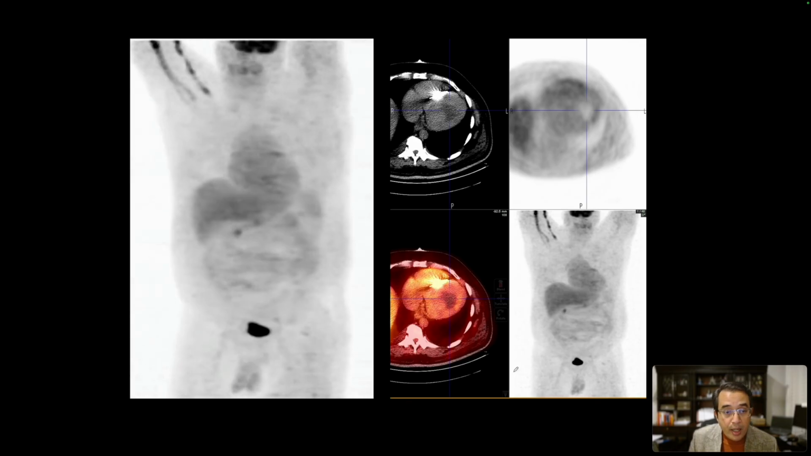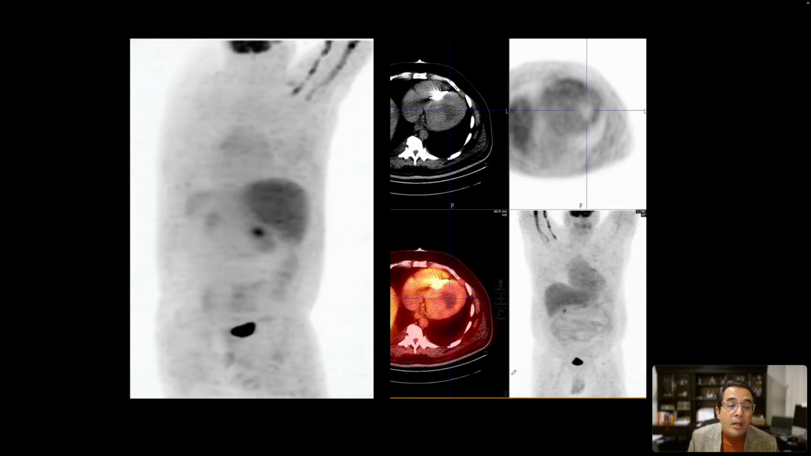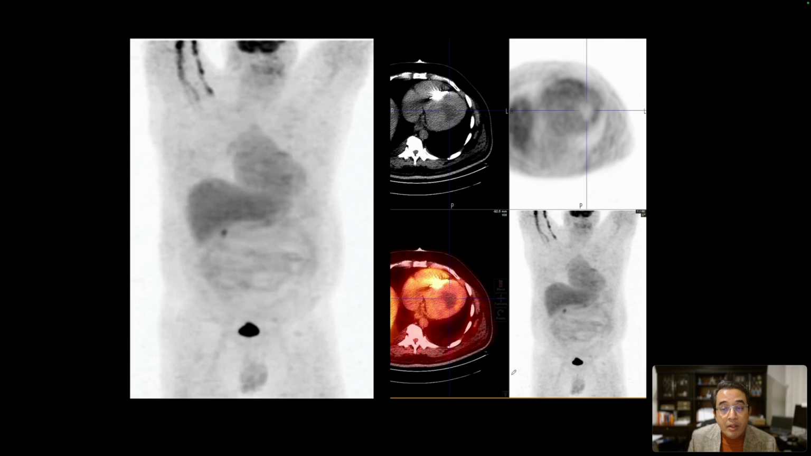This next patient had a large clot in their left ventricle. We see the clot here in the CT as a hypodense focus, and also we find that there is a photopenic defect on PET images related to that apical thrombus.